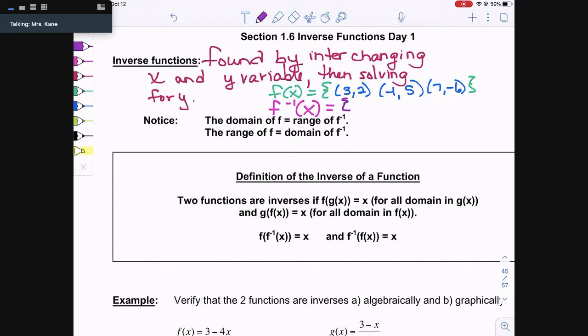You're making it harder than it is. Found by interchanging x and y. So what would you do with x and y if you're interchanging them? Just switch them. Yeah, so my inverse function, if you just switch those, we would have 2, 3. Now I have an inverse. I switched x and y. 5, -1, and -6, 7.